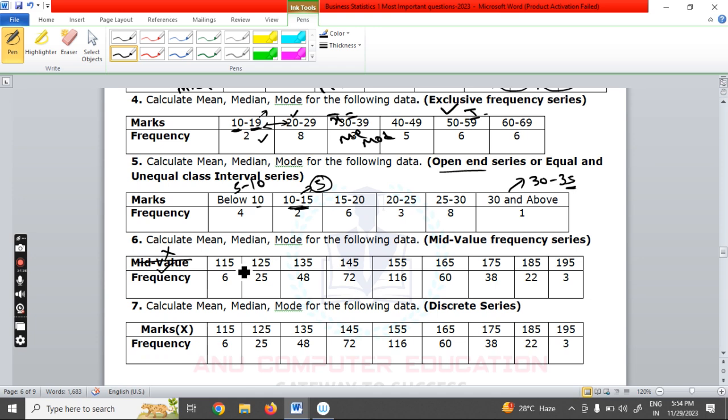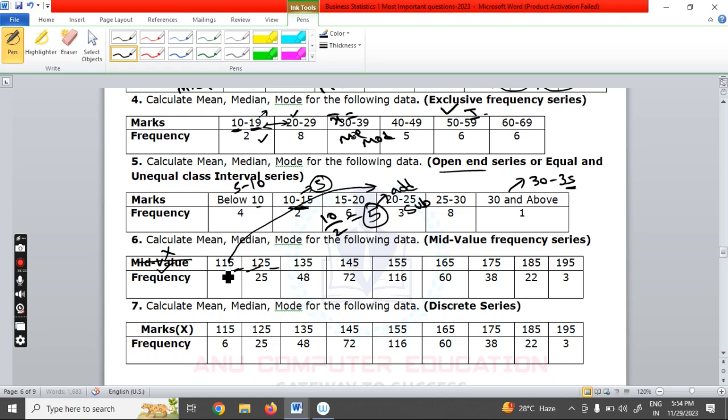Sir, how do we convert it? What is the gap between each and every number? 10, right? So every number has a gap of 10. Divide 10 by 2. Always divide the gap you get by 2. So 10 by 2 means 5. This 5 you add to the first number, and subtract it also.